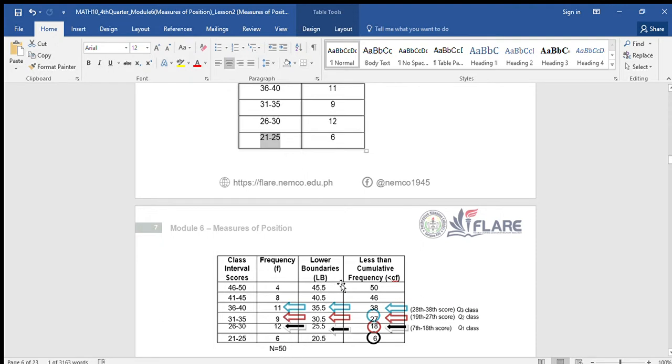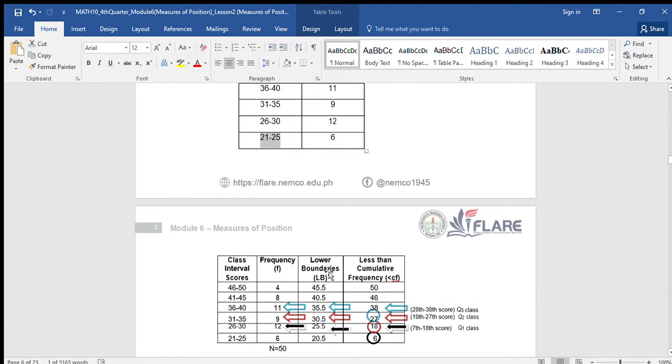Now, how do we get the lower boundaries? Simple, you will just have to subtract. This 46 is the lower part, and 50 is the upper part. These 46, 41, 36, 31, 26, 21 are the lower classes. Okay? The 50 to 25 on the right are the upper ones.